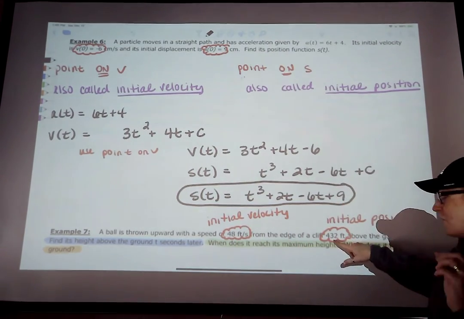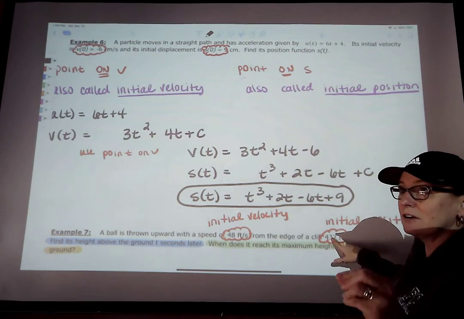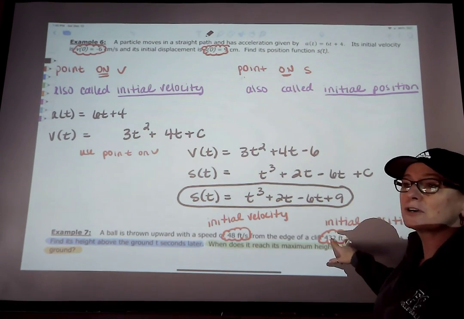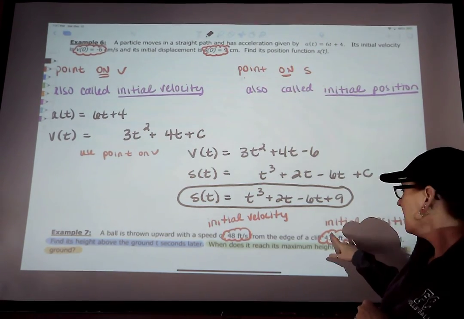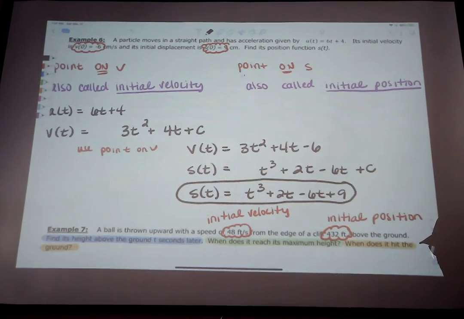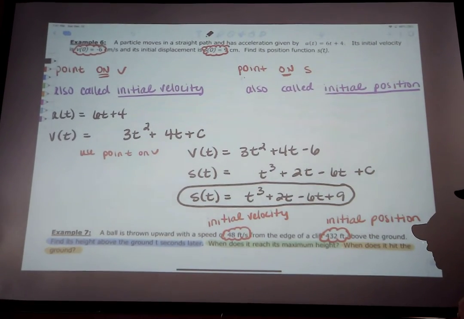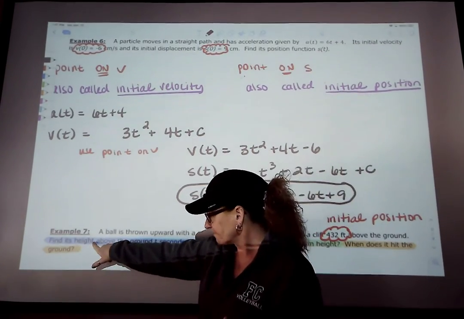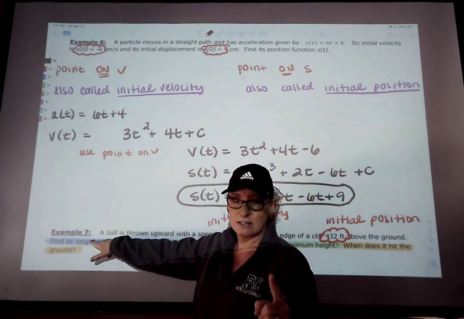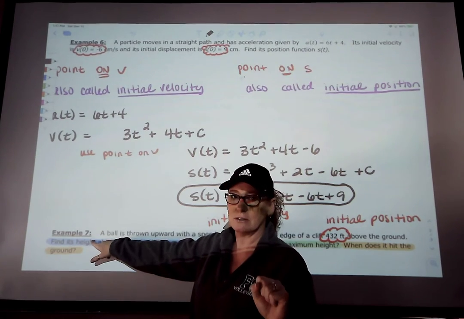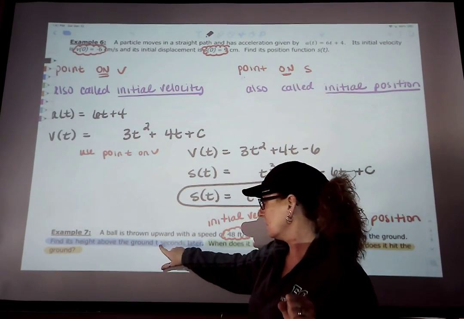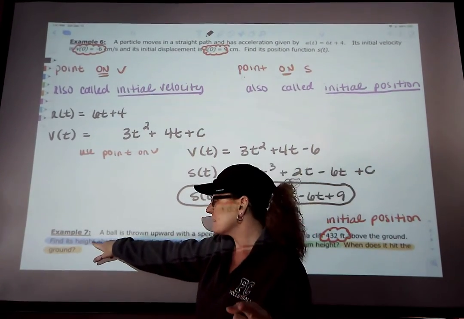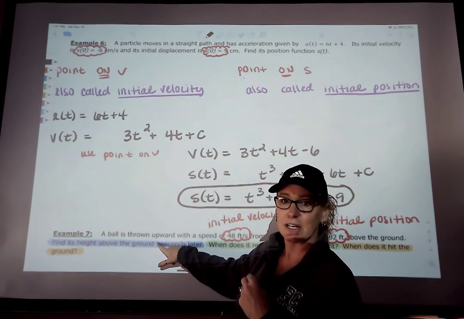All right, it's thrown from the edge of a cliff. The cliff is 432 feet above the ground. This is its initial position. Here's what you're supposed to do. Find its height, its position. Find the position function in terms of t.